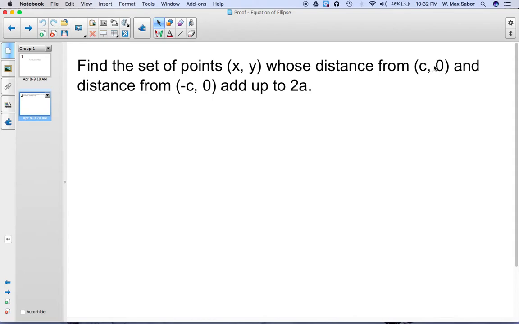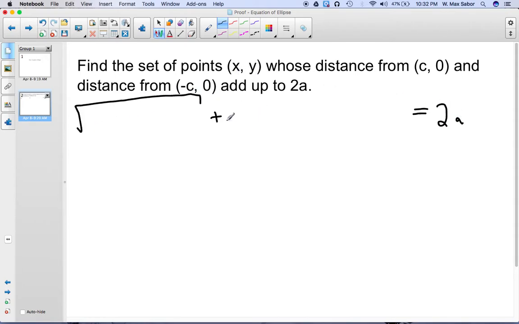The idea being (c, 0) and (-c, 0) are the foci. 2a is the length of the major axis. So, what's the distance between this and that? They're going to both add up to 2a. Well, in order to find those distances, we're going to have to use the distance formula. So these are going to be two square roots. The distance from c is going to be the square root of (x minus c) squared plus (y minus 0) squared.